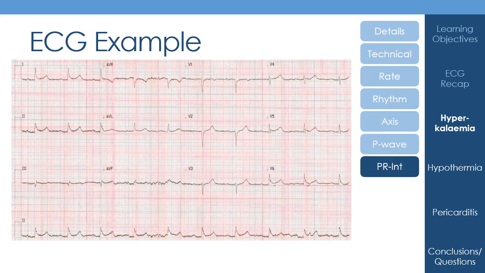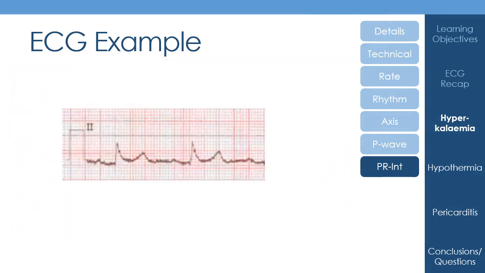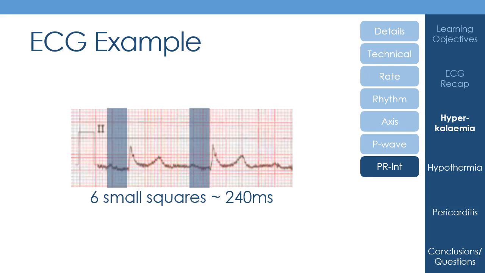Okay, PR interval. Well, I think it looks a little bit on the long side, doesn't it? So if we pull this out here, we can see that there's about 6 small squares there from beginning of P wave to beginning of QRS complex. So it's about 240 milliseconds. So they've got a degree of first degree heart block, haven't they?